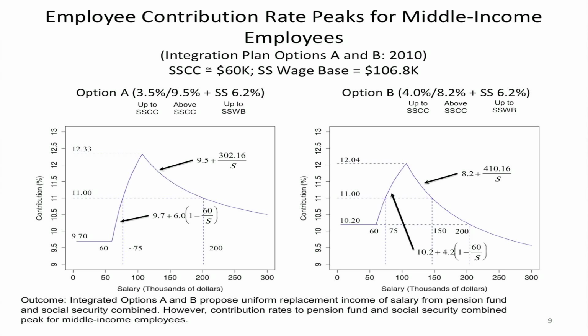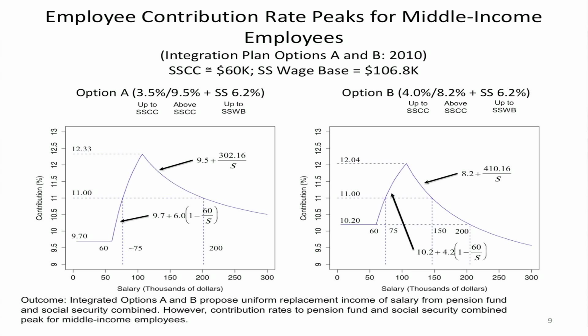The reason why I am adding both of these is because one of the objectives of these integrated plans is that you get about the same percentage replacement income from both of these sources. Therefore, one would naturally expect that you put in about the same percentage of income from both these sources combined. But that is not what happens.